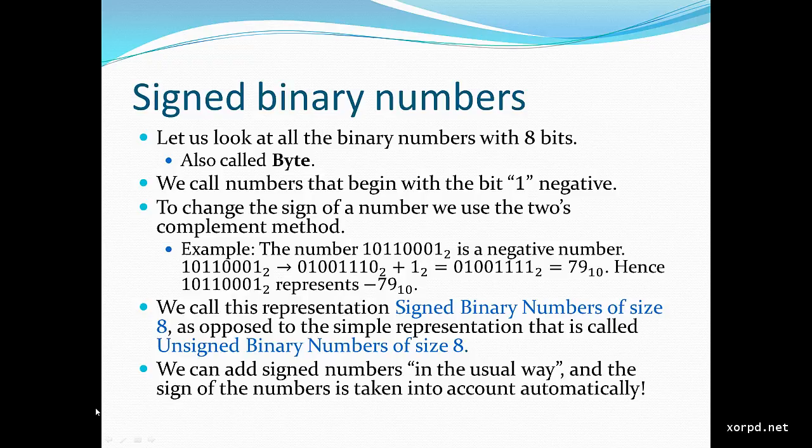We can add signed numbers in the usual way, and the sign of the numbers is taken into account automatically. This is something very interesting. The 2's complement is built in a way that the plus operator can actually understand it in some way. That means that if you add even a negative number with a positive number, you are going to get the right result. This is pretty amazing, and we are going to see more about it in the future.